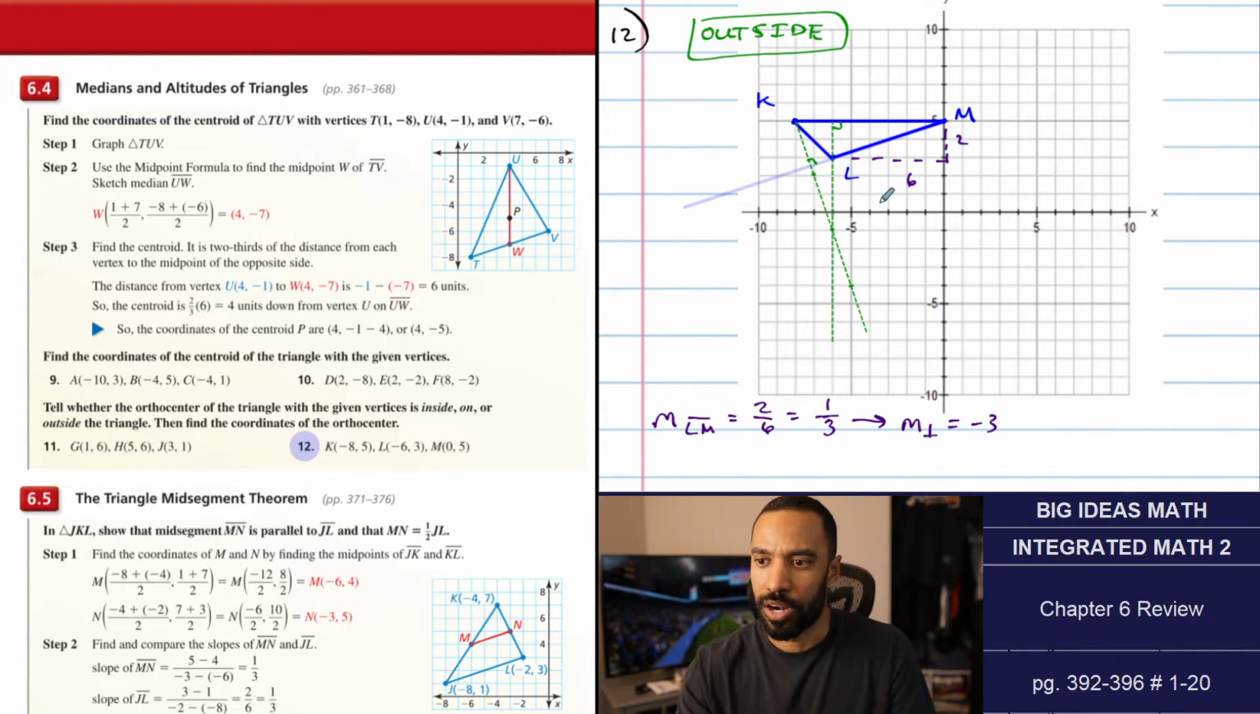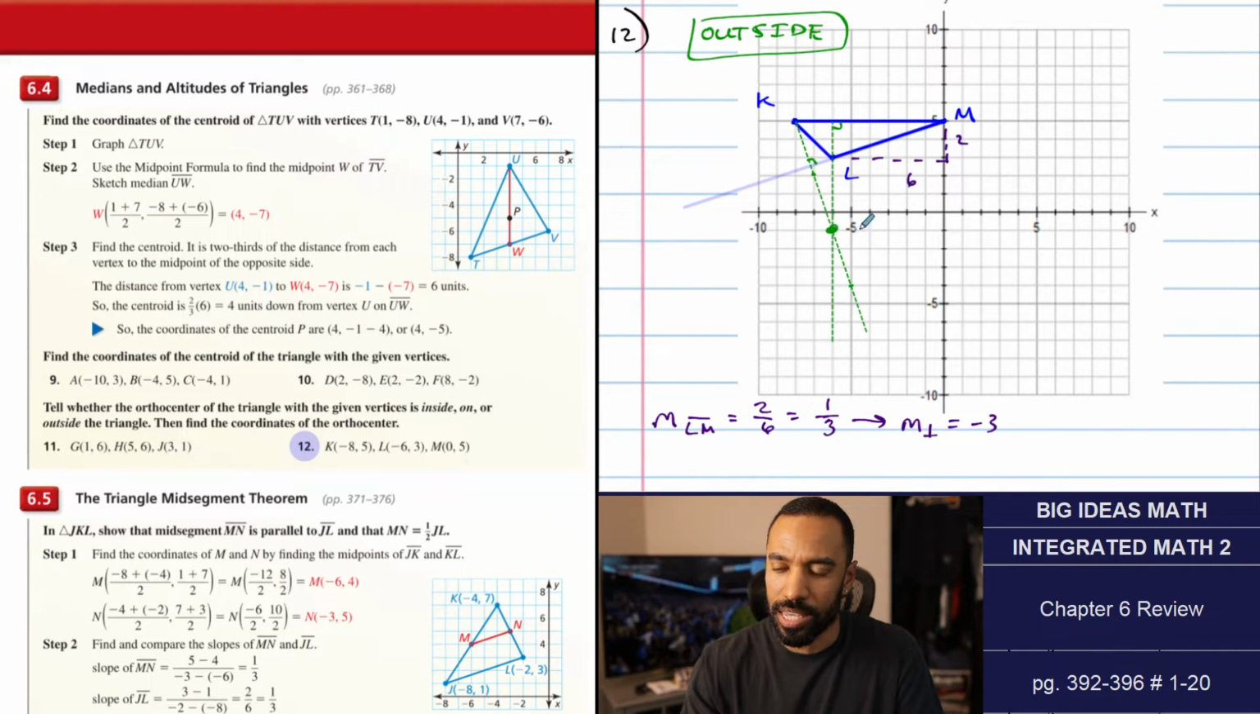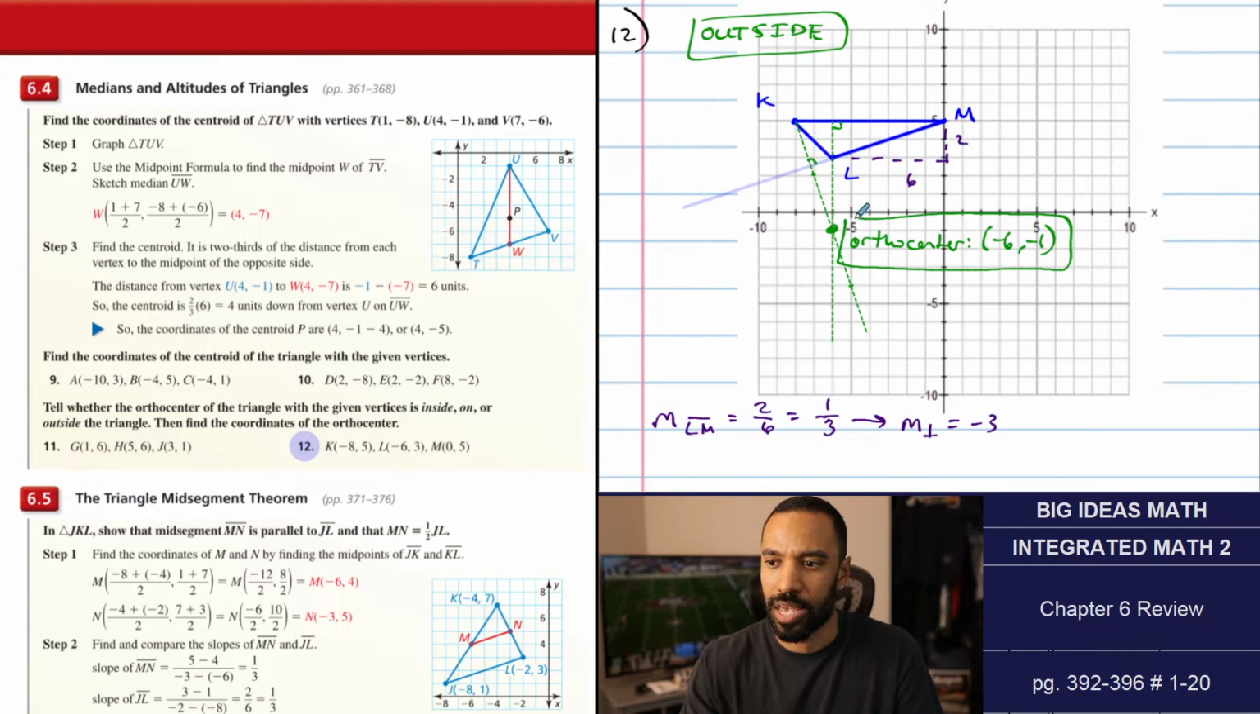But the orthocenter is this point of intersection right here at -6, -1. -6, -1. That's what we get. It's outside of the triangle.